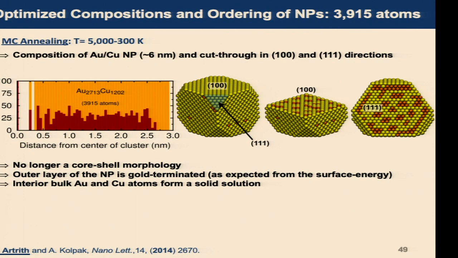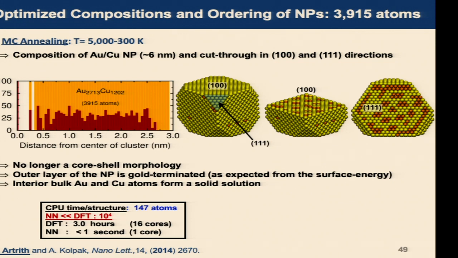And we also increase the cluster size. This one has a diameter of around 6 nanometers, and we do the same. We get the same result here: gold likes to stay on the surface, and copper and gold mix in the core.